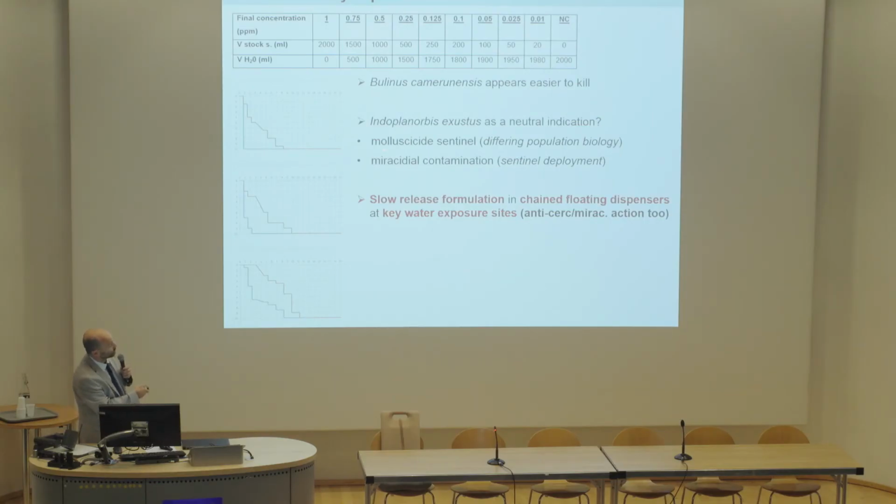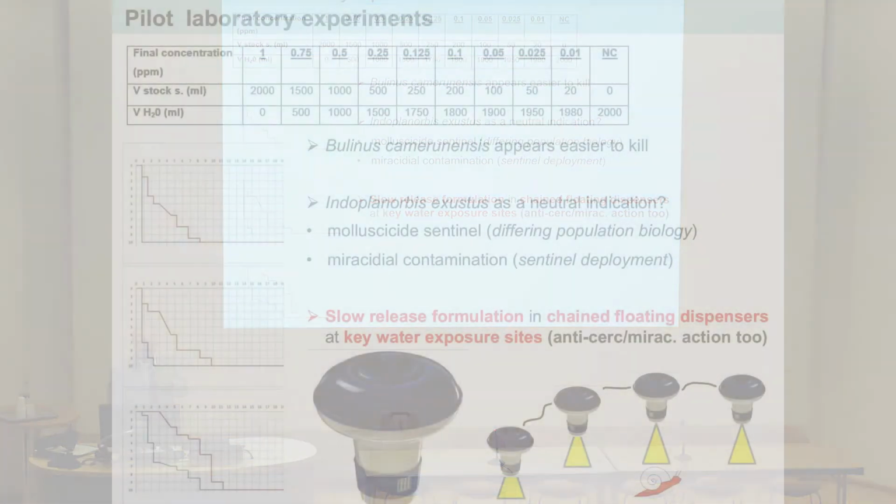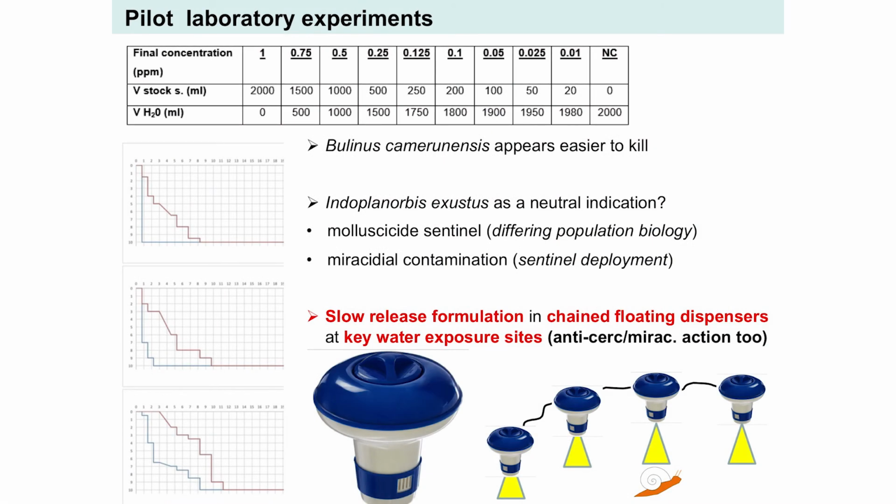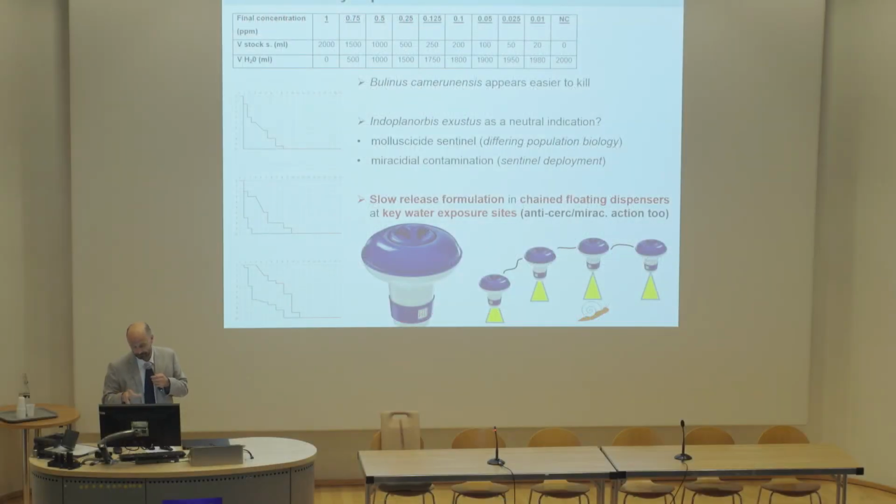So, we've done preliminary experiments with some formulations of niclosamide as wettable powder as well as emulsifiable concentrate. Interestingly, Indoplanorbis is not as sensitive as the Bulinus to the molluscicide. So what we're thinking of now is trying to target that by using slow-release formulations, which you get in swimming pools. If you put a chlorinated tablet, it can disperse through just drip feed. So we're thinking of perhaps using chain-dispersal plastic pots effectively put out into the water and used remotely to give that anti-snail effect, but also anti-cercarial and miracidial action too.